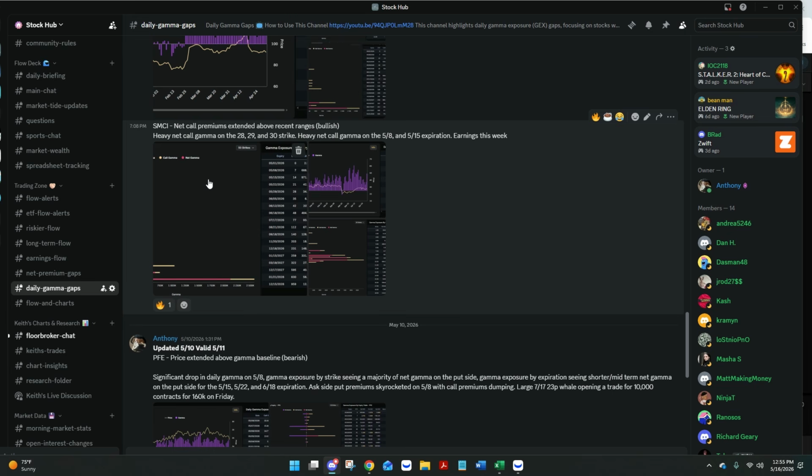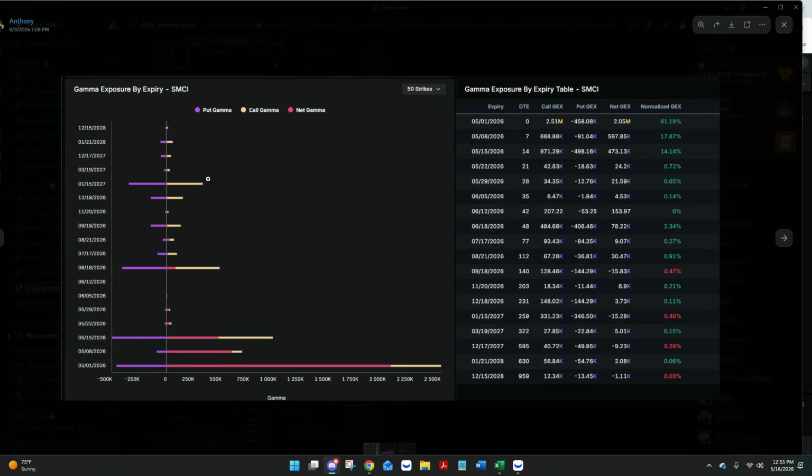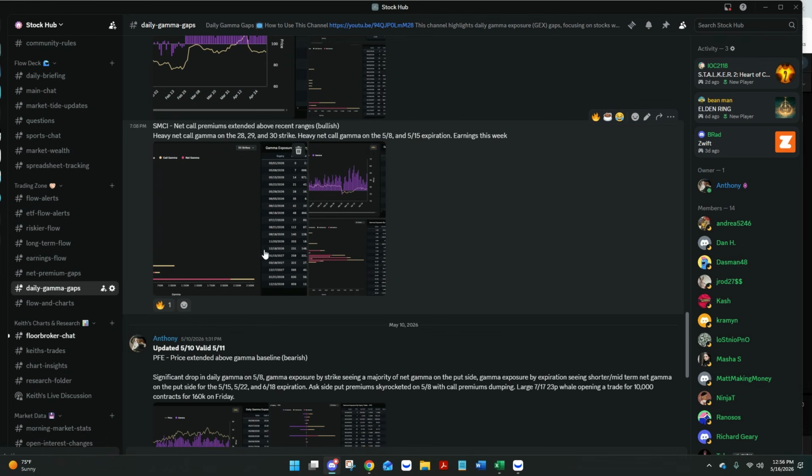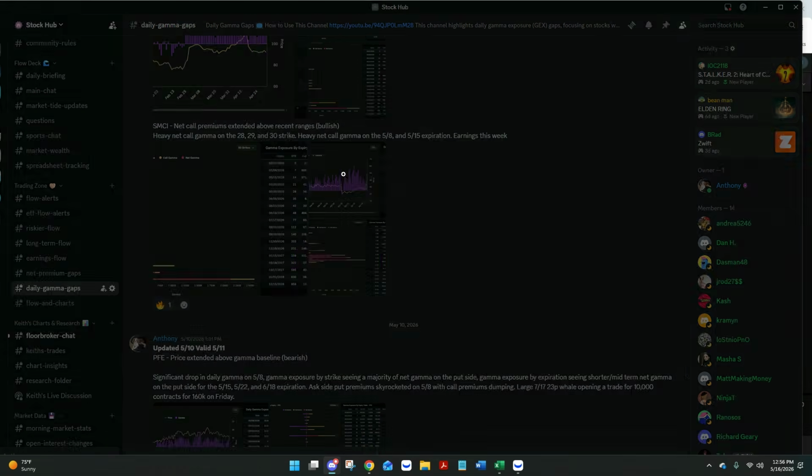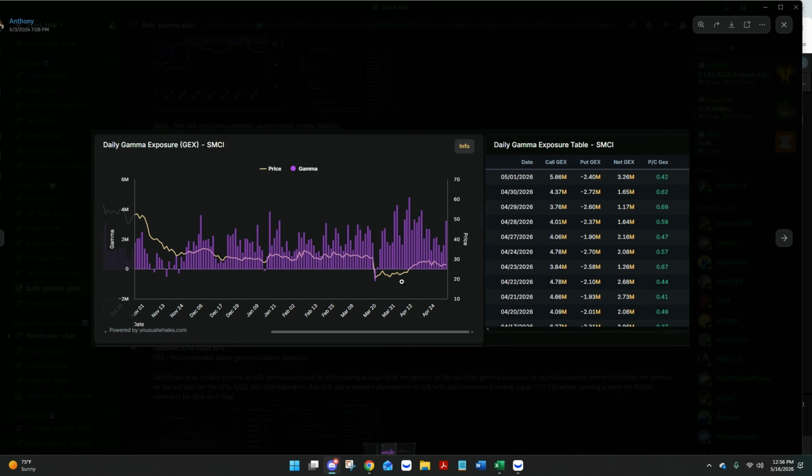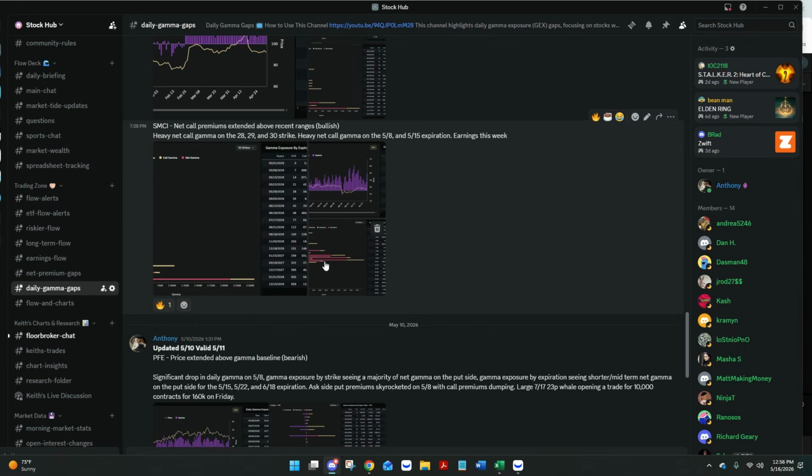SMCI here was a good one though. This did overlap earnings, just to be transparent about that. But at the time, heavy positive gamma on that 5.8 expiration, that 5.15 expiration. Nothing really else for that net gamma exposure there. You also look at the big positive daily gamma exposure there. Heavy positive gamma on that one.